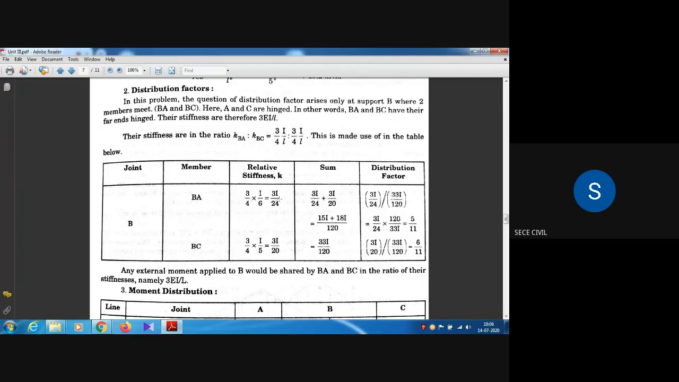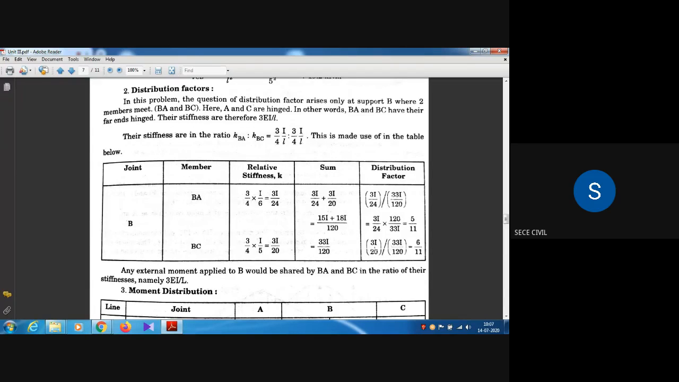The relative stiffness for member BA is 3I by 24. So 3I by 24 divided by 33I by 120. We cross multiply, so the denominator comes to the numerator: 3I by 24 into 120 by 33I. I and I cancel. 33 divided by 3 is 11, and 120 divided by 24 is 5. So 5 divided by 11. The distribution factor for member BA is 5 by 11.